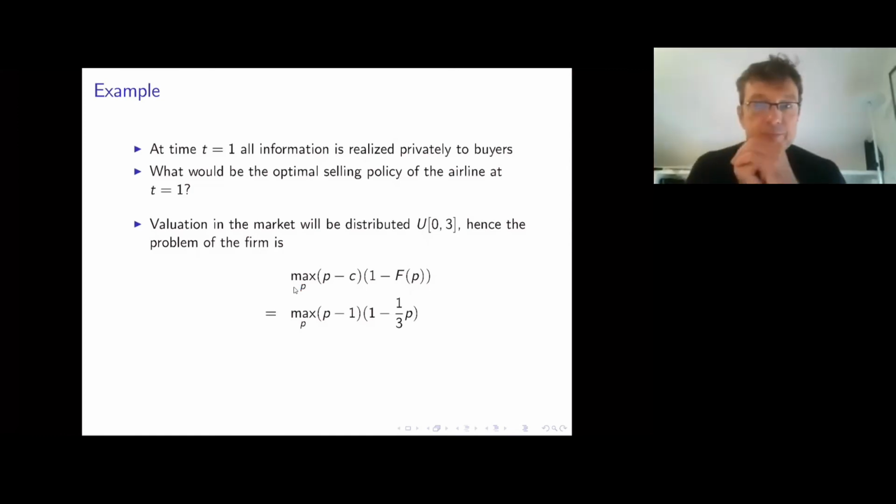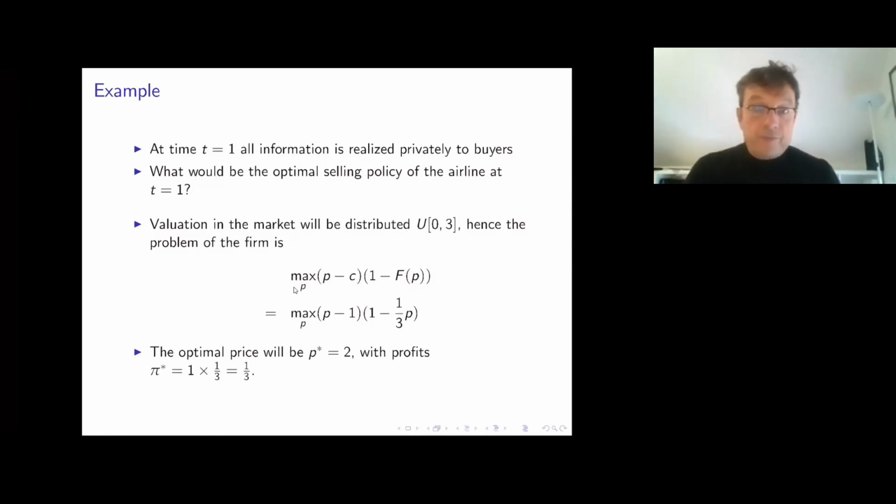In that case, the valuation in the market will be distributed between 0 and 3. Hence, the problem for the firm is simply to solve a static revenue maximization problem. That is simply maximizing the net revenue, which is P minus C, times the probability that trade occurs. We have a uniform distribution between 0 and 3, so f of P can be simply given by 1/3. And we can compute what the optimal price therefore is.